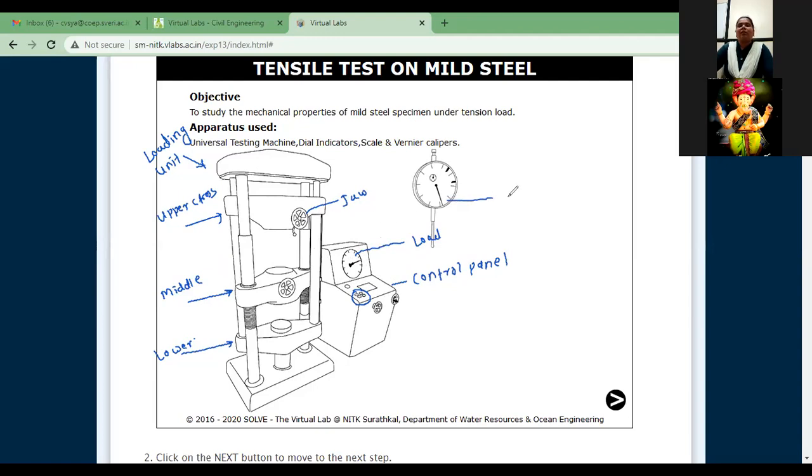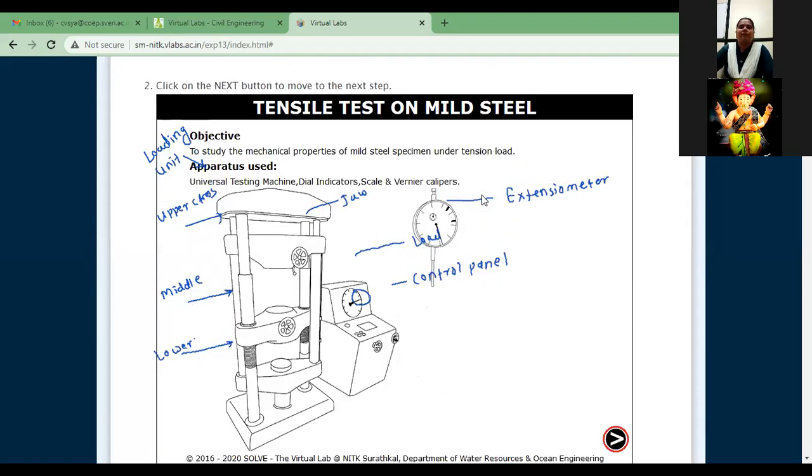This second equipment is required. This is called an extensometer. This extensometer is required for measuring deformation. We are unable to measure the deformation by eye visualization. That's why this extensometer is used.